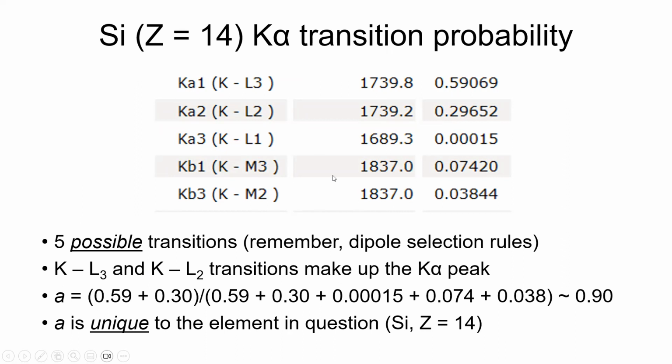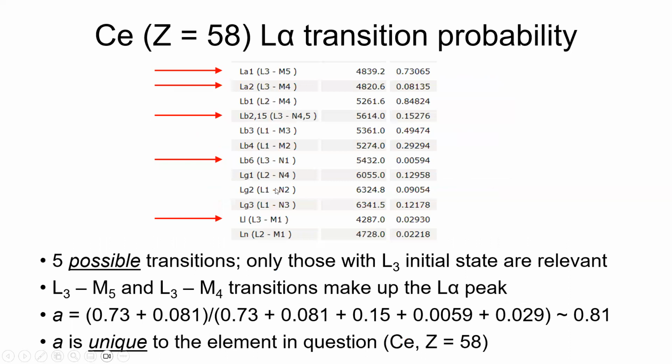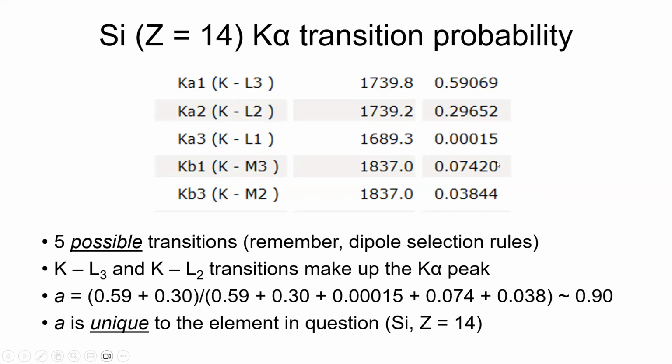So now where I got this data, there's a great website that actually has tabulated X-ray data. I will again put a link in the description so you can find this yourself, okay? So the two transitions that make up the alpha peak are, right, K to L3 and K to L2, okay? So I sum those two relative intensities together, okay? So 0.59 plus 0.3, and then I divide that by the sum of all of these, okay? So if I do that, I end up with about 0.9.